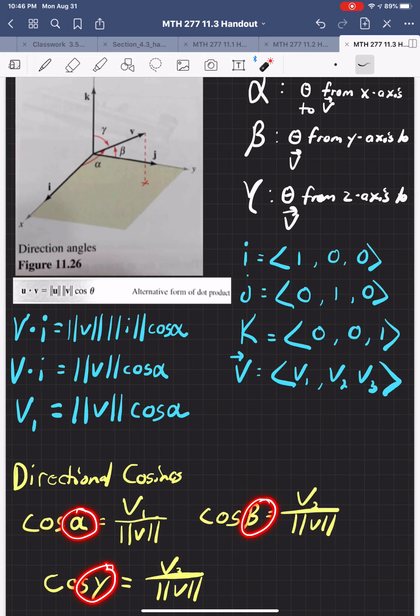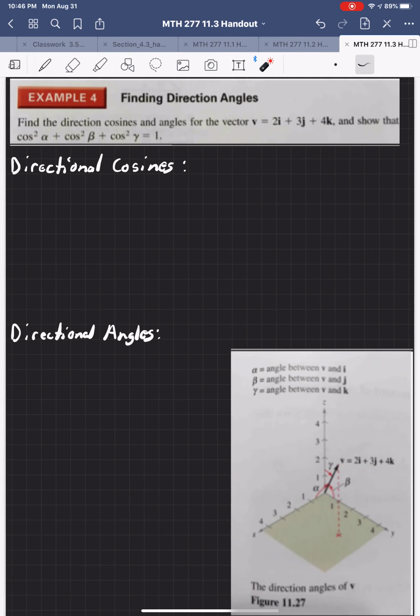So let's go ahead and do both on this next example. It says find the directional cosines and angles, so we want both, for the following vector, and show that this identity holds true. But let's start with the directional cosines and directional angles.